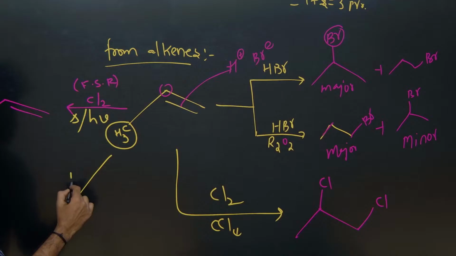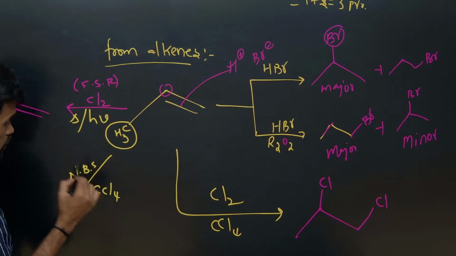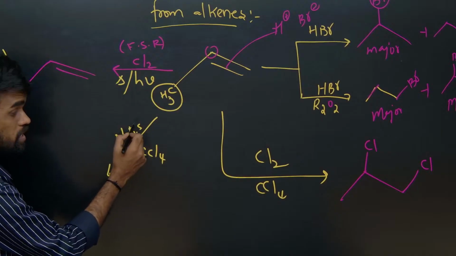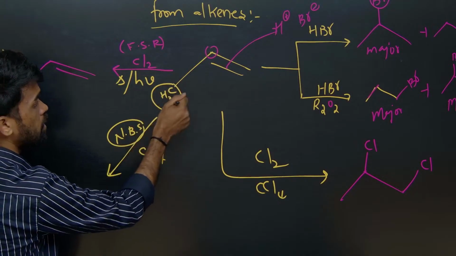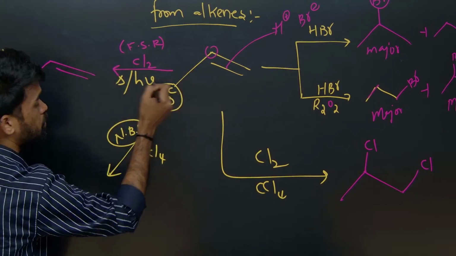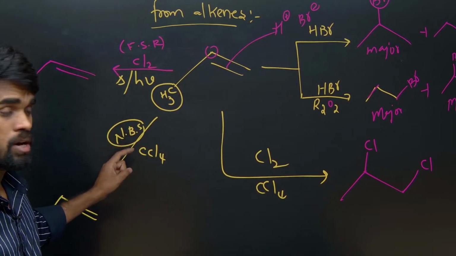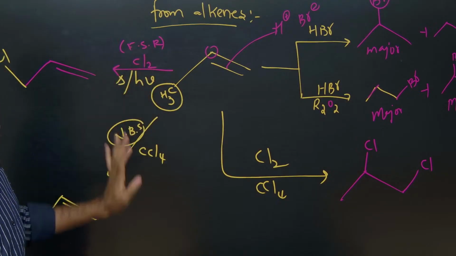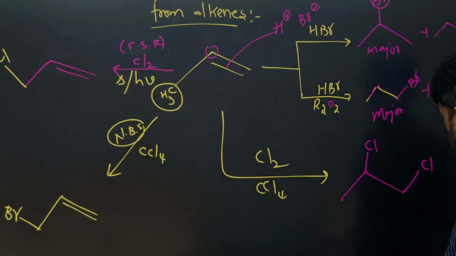The same thing also happens with NBS, N-bromosuccinimide, in non-polar solvent. Okay, so what happens here? NBS, N-bromosuccinimide, releases bromine radical that will be added on this free radical site, I mean this allylic position. So at allylic position bromination takes place. So I can say NBS is an allylic brominating agent. Similarly the same story is applicable for benzylic position also. Okay, so NBS is an allylic and benzylic brominating agent.